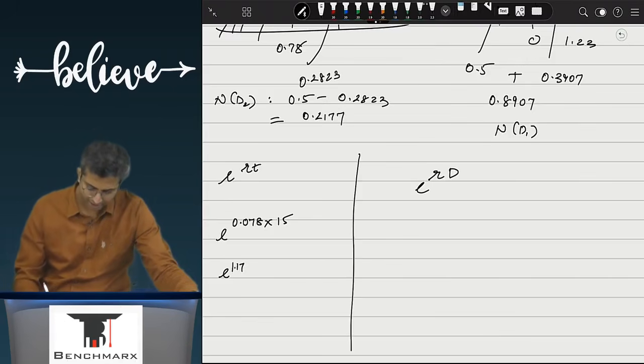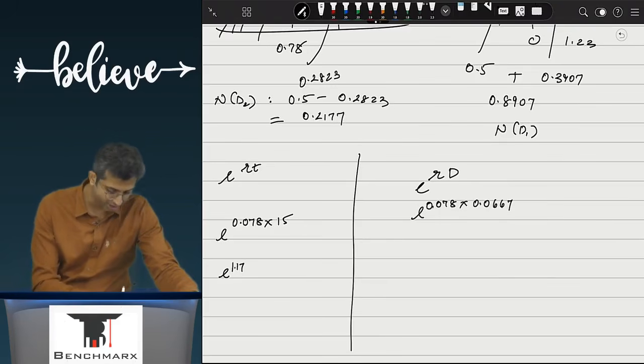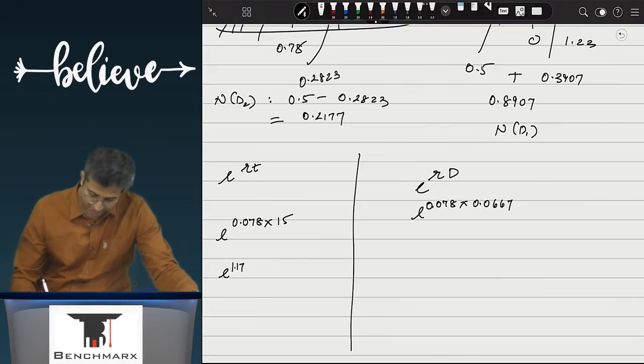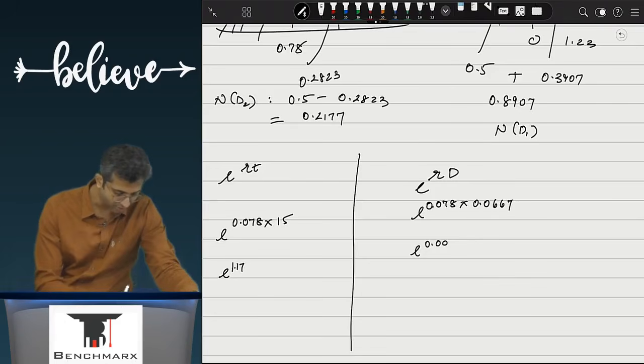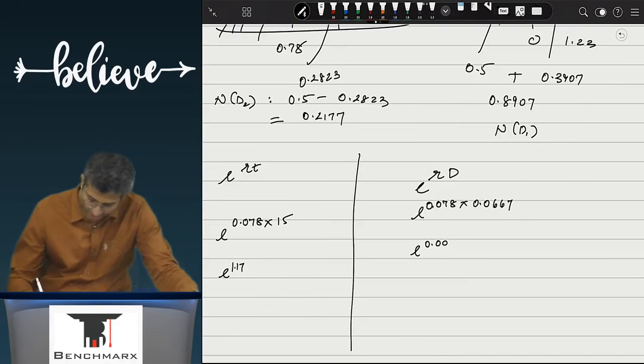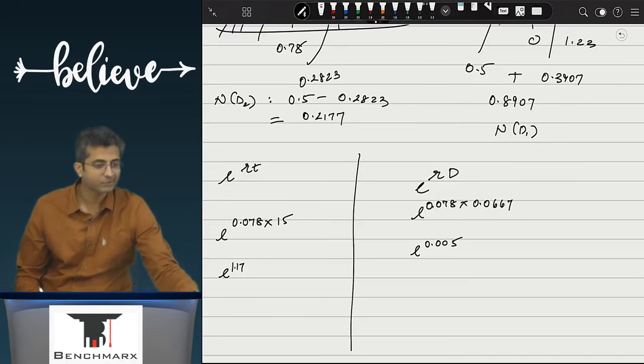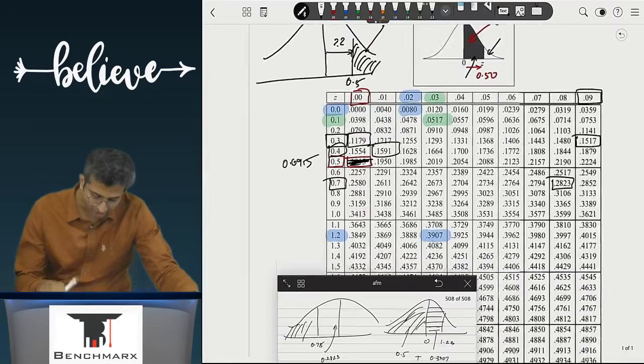Secondly, e raised to RD: this is e raised to 0.078 into D. D is 0.0667. If I multiply 0.078 into 0.0667, one second, 1/15 if we do, yes, 0.078 into 0.0667, that's right, e raised to 0.005. Let us see the question. What are the values given?